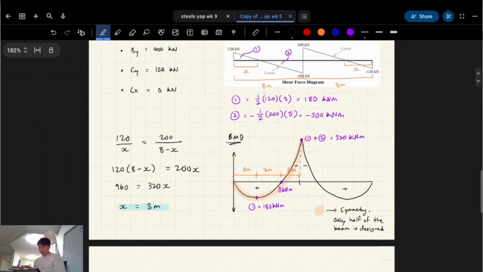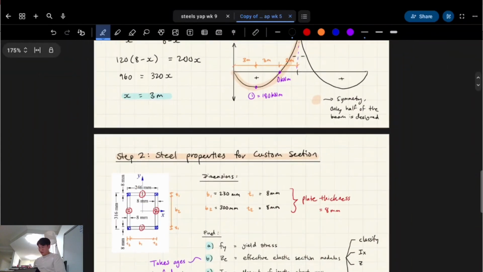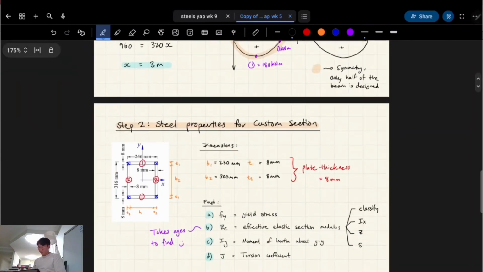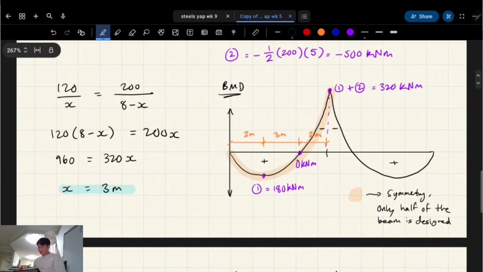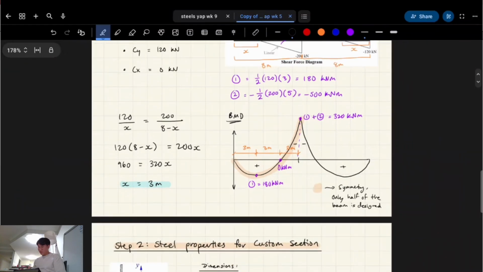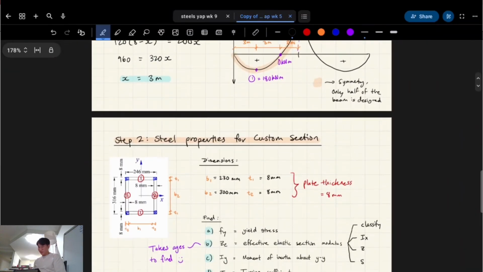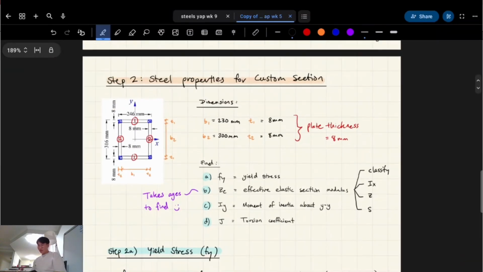Anyway, so I just made a bending moment diagram. You can do it using 1300 methods, but you'll see why we need the bending moment diagram later. Okay, next is steel properties.